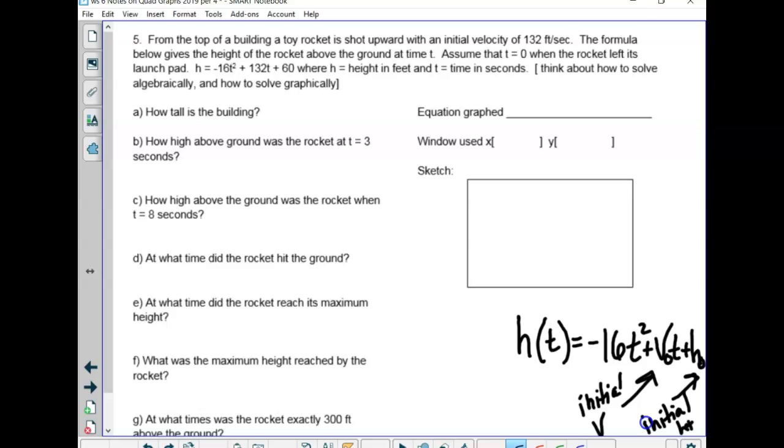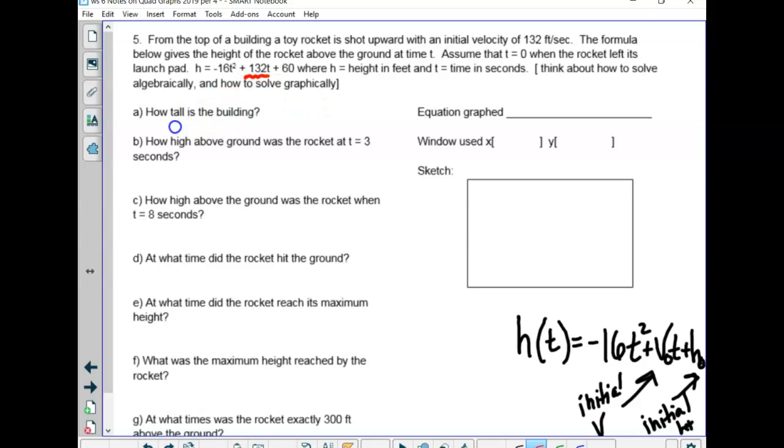Now, for most of the problems that you're going to have, it's going to give you the equation to start out with, okay? This says from the top of a building, a toy rocket is shot upward with an initial velocity of 132 feet per second. That's why that number is in front of t here. The formula below gives the height of the rocket above the ground at time t. Assume that t equals 0 when the rocket left its launch pad, where h is height and t is time in seconds. Think about how to solve algebraically, and then we're going to solve graphically.